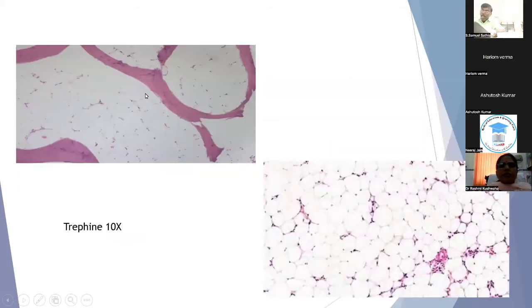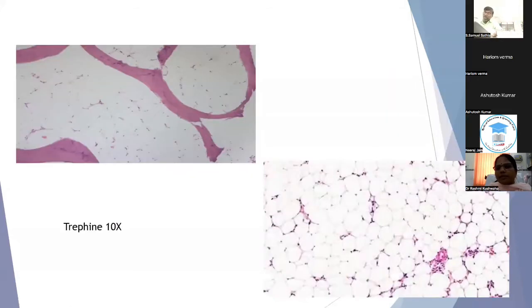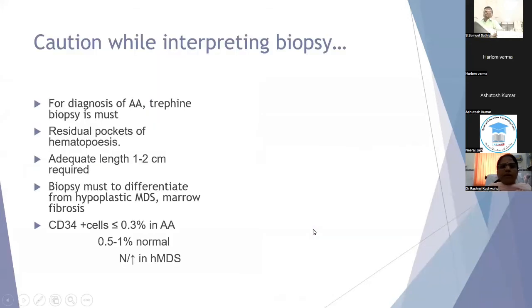When we look at the trephine biopsy, there are only fat spaces with almost complete loss of the hematopoietic precursors. Occasional clusters of lymphocytes are seen. These lymphocytes in aplastic anemia are T lymphocytes, and they can at times be very reactive, especially when you're seeing a large number of lymphocytes in the aspirate of a hypocellular marrow. These reactive lymphocytes can at times give a very atypical appearance. So there is a caution while interpreting the biopsy.